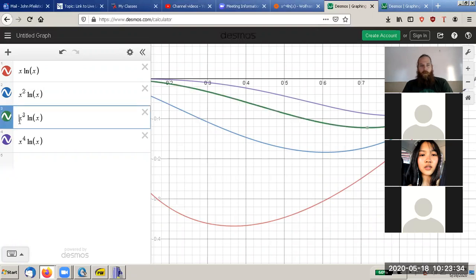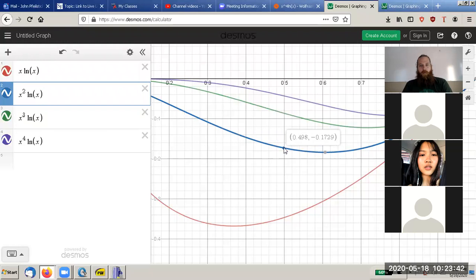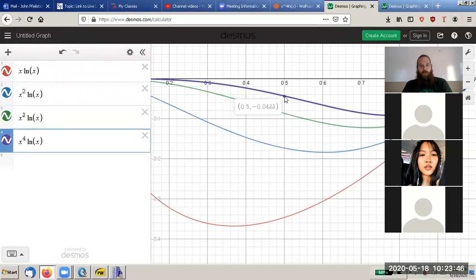The x cubed term is going to be even closer to the x-axis, because if I take 1/2 and cube it, that's going to be smaller than what I get if I take 1/2 and square it. And then the same sort of pattern holds true here. Now the natural log, it's messing up the numbers, right? It's making everything negative because the natural log of a number between 0 and 1 is negative, and it's also affecting the size of the number a little bit.